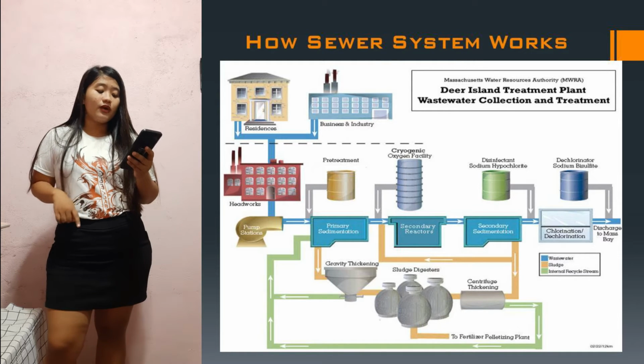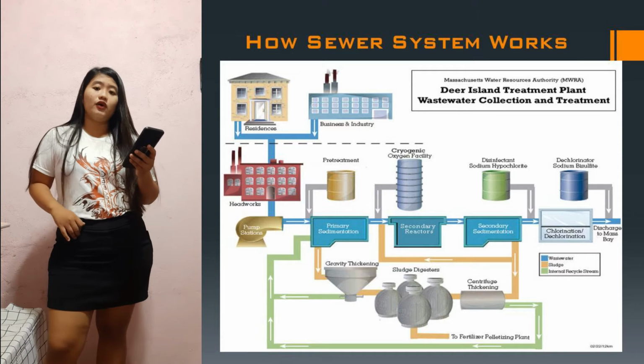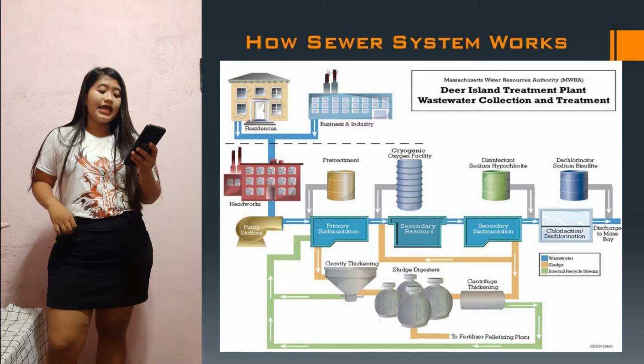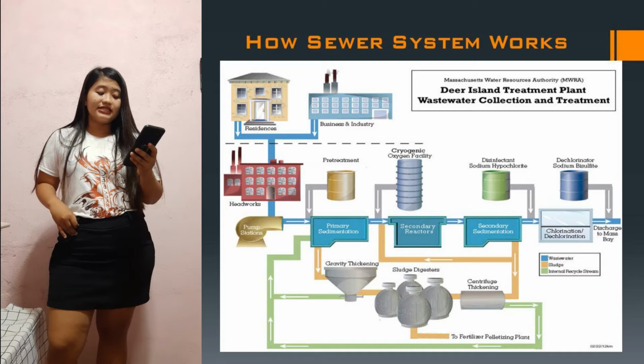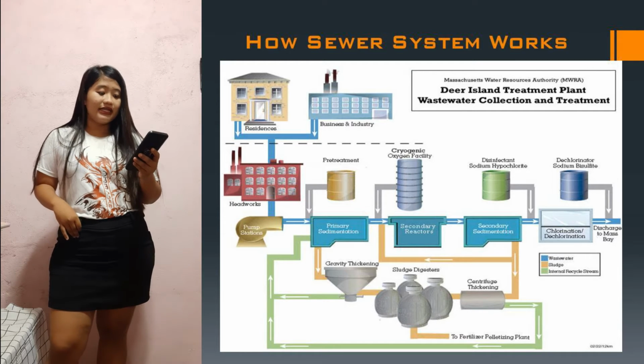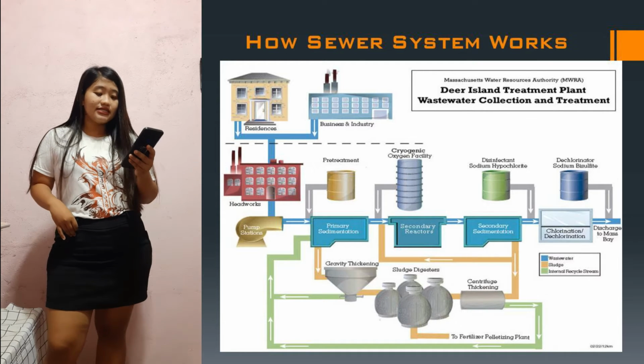Next, the remaining water is disinfected and filtered into local lakes and oceans. And the last one, the remaining sludge is processed in sludge digesters that kill bacteria. The sludge is then transported to a plant where it is dewatered, dried, and converted into fertilizer.